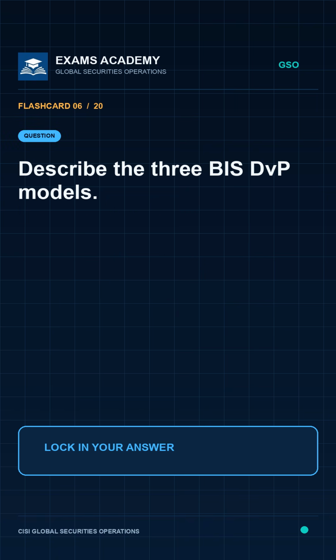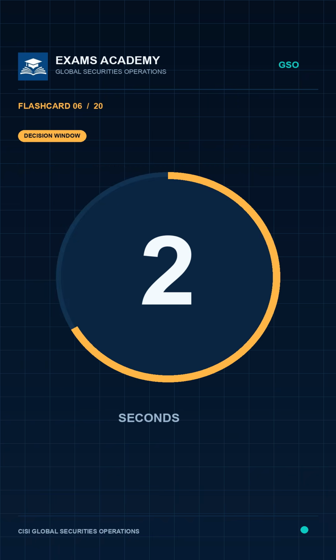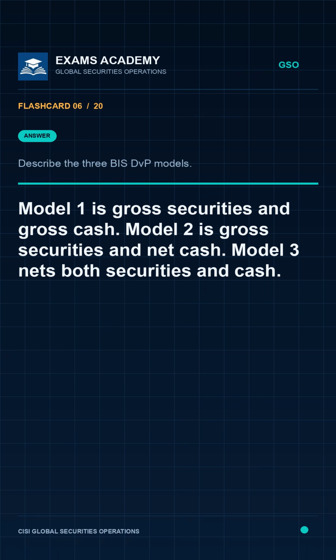Question 6. Describe the 3 BIS DVP models. Answer. Model 1 is gross securities and gross cash. Model 2 is gross securities and net cash. Model 3 nets both securities and cash.